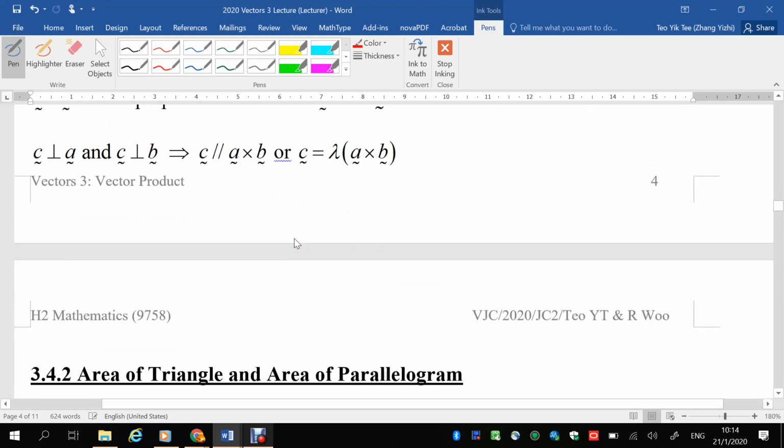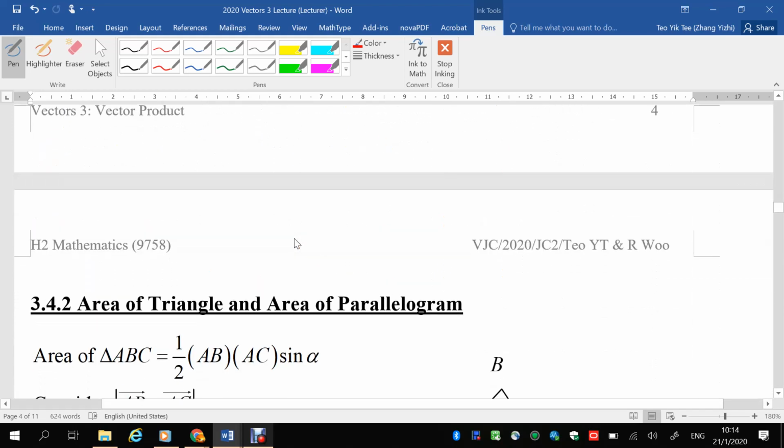Okay, let's move on. The first use of a cross product is to find a vector that is concurrently perpendicular to two other vectors at the same time. The second use of your cross product is to find the area of a triangle or the area of a parallelogram. How does that happen? Can you remember this formula, half AB sine theta, from secondary school, to find the area of a triangle?